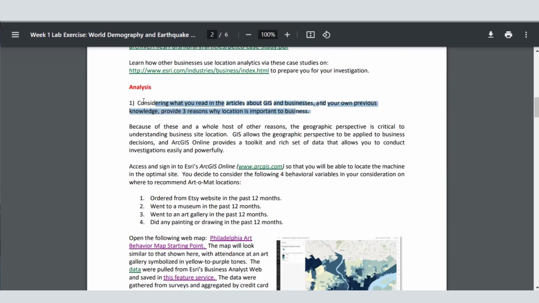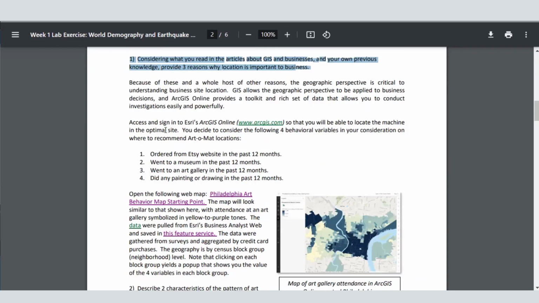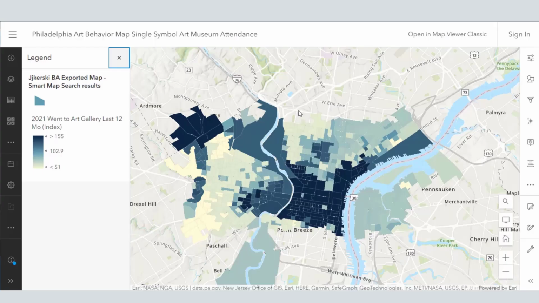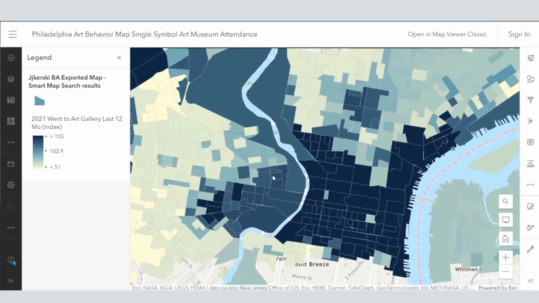So for the analysis part, considering what you read in the articles and adding your own previous knowledge, provide 3 reasons why GIS and the spatial perspective is important in business. Then here's the meat of the assignment. These are the factors you will consider: ordered from an Etsy website, went to a museum, went to an art gallery, did any painting or drawing. So these are the 4 criteria. They could have been other criteria, but we wanted to narrow it to a fairly short yet key set of criteria.